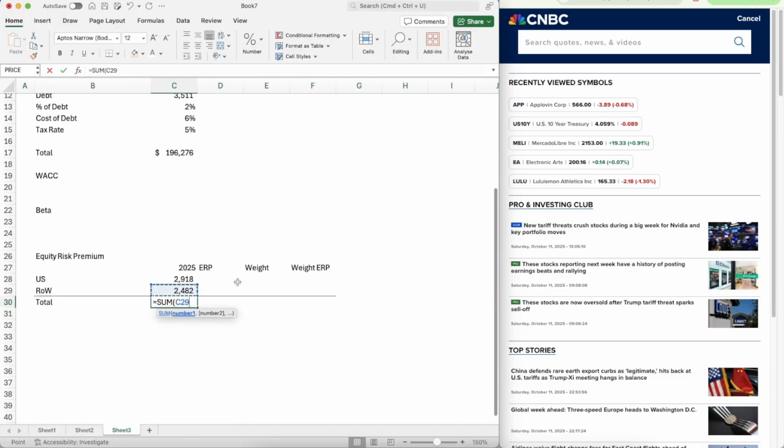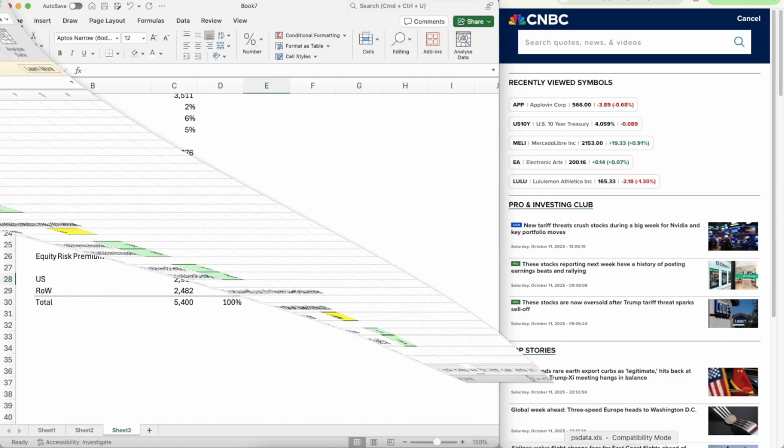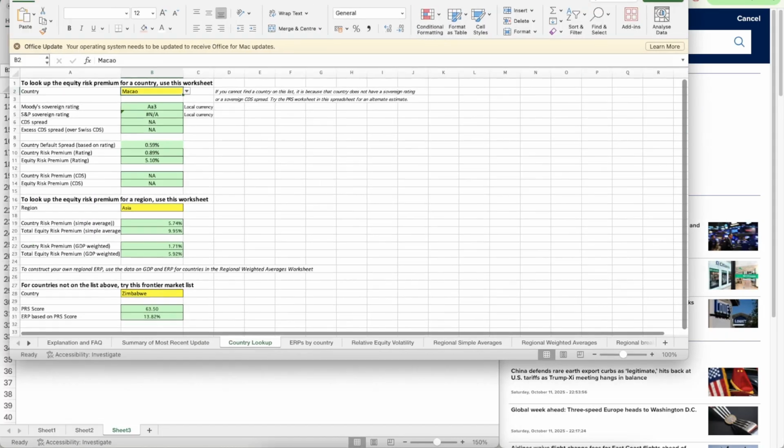So we go sum like this. Let's change this for here, and we put the weight here. The weight is divided by, just lock it in, so I can copy it down. I want it to be percentage though. And the ERP, so we're going to go on, let me call this over here.